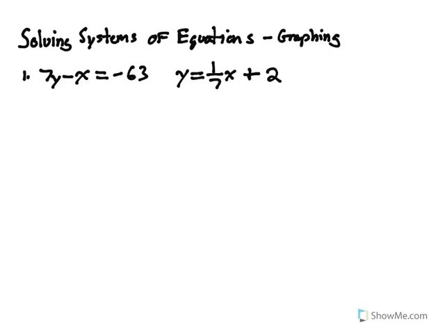Okay, good afternoon. We're going to solve system of equations by graphing. And what we want to keep in mind is that we want to make sure both equations are in slope-intercept form. Okay, and if you look at this one, y equals, this looks like the slope-intercept form because your 1 over 7 is going to be your slope, and then your y-intercept is going to be your 2.